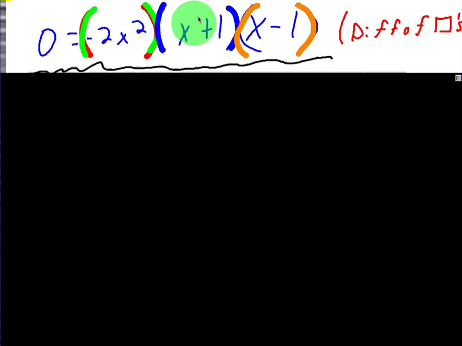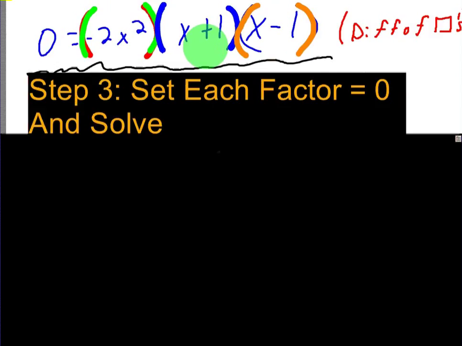So anytime a factor is equal to 0, the whole thing becomes 0. This is why we set each factor equal to 0. That's our next step. So we're basically going to take each of these factors and set them equal to 0. Okay, so there's your next step: set each factor equal to 0 and solve.